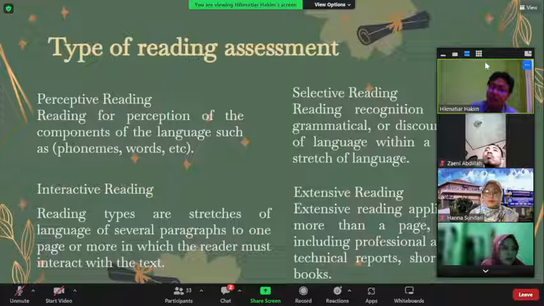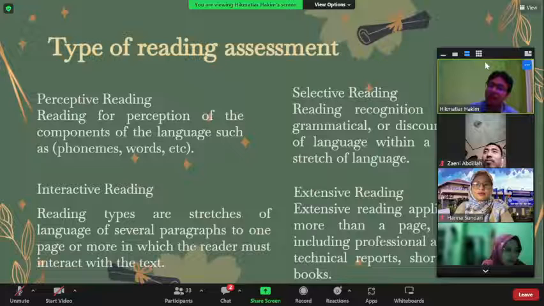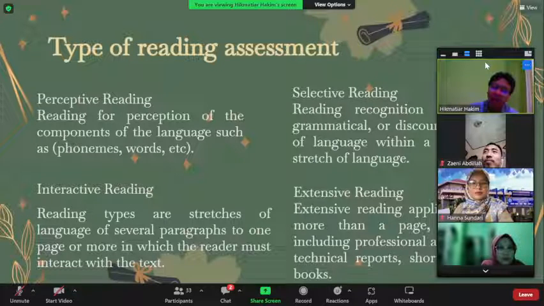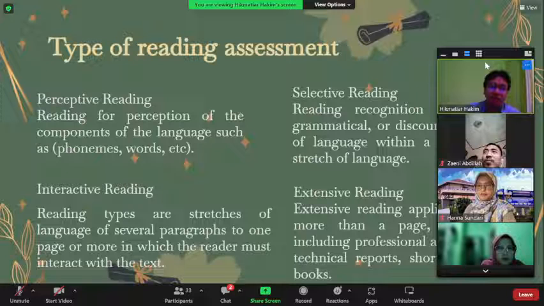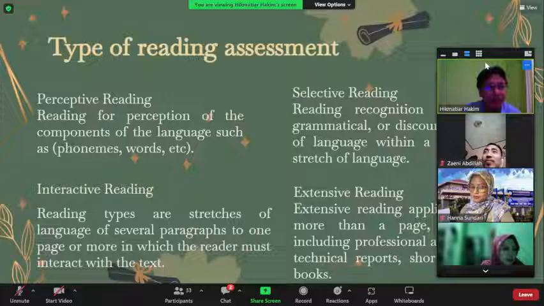So perceptive reading is usually for the beginner level, because you learn the letters, the words, and the understanding of the words. Then selective reading becomes longer: short sentences, true or false, multiple choices. And then the interactive one is getting longer. You get several paragraphs in one page. And the last one, the extensive, you will get much longer texts, like essays, short stories, and books. Okay, those are the types of reading assessment. I hope you understand my explanation.